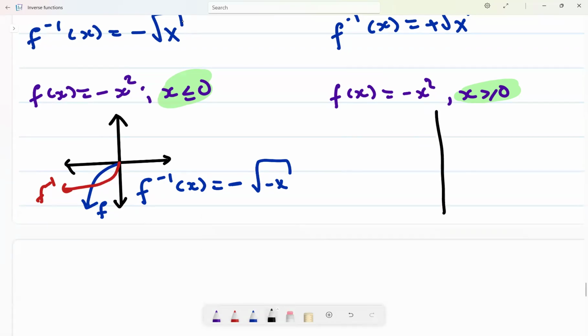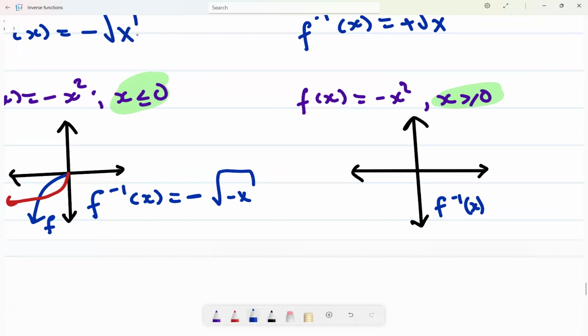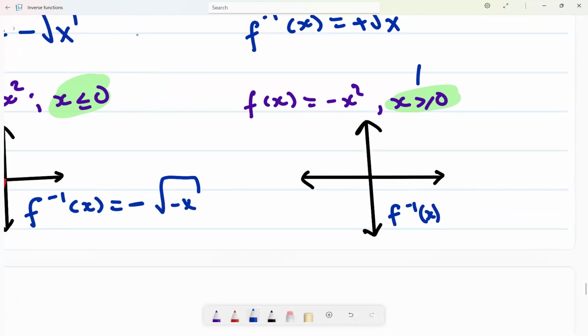I'm going to have this. Okay. And since the examiner has restricted my x to greater or equal to 0, I already know my inverse should be something like, let me do this. My inverse should be, instead of negative, since this is greater, it should be now plus what? Square root of negative x.